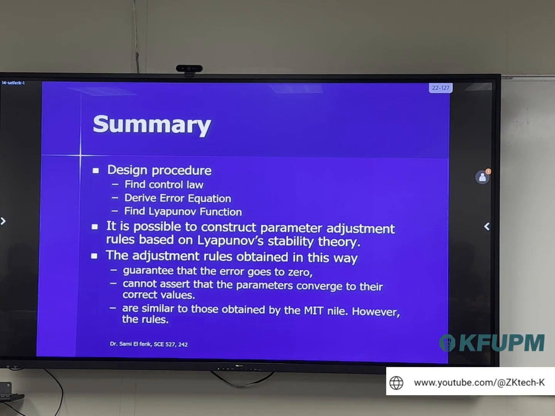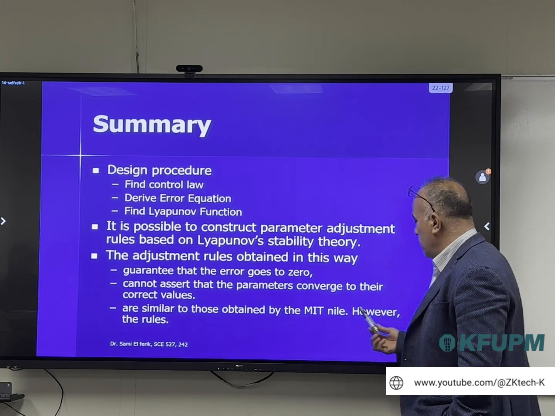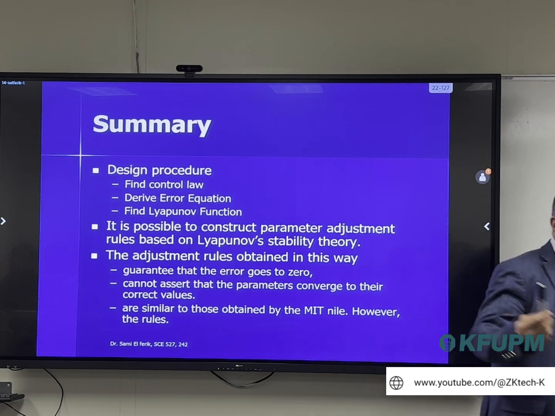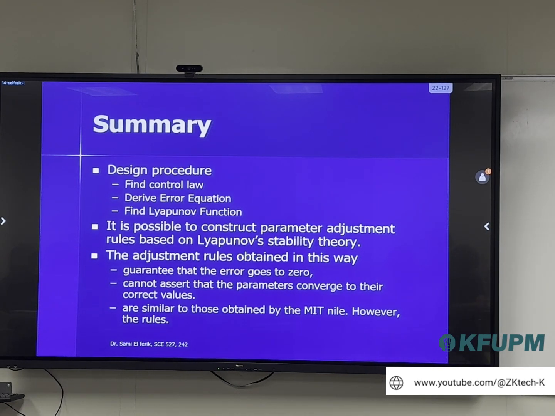Maybe like the value of the parameters. The adaptation rules are similar to the MIT rule. However, one of them is in state space and the other one is in output feedback. And yes, we have this condition.